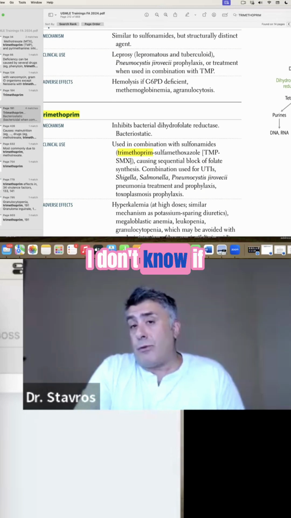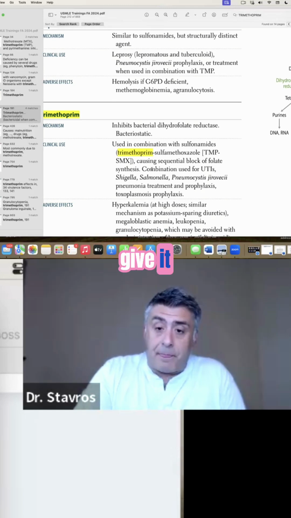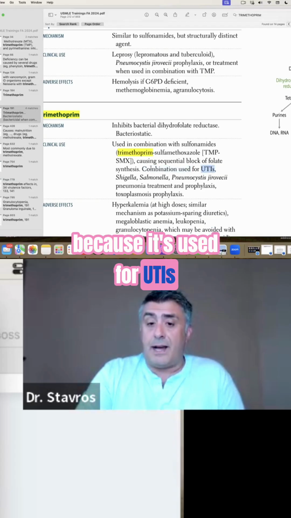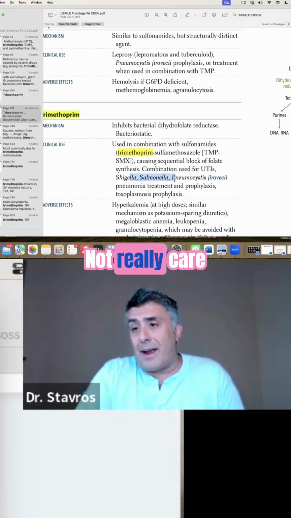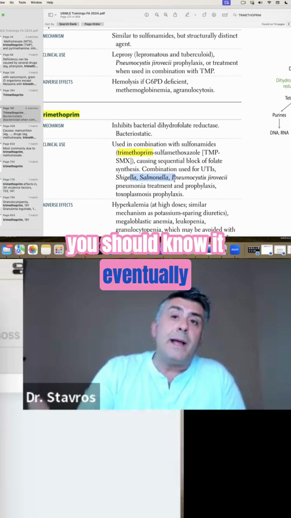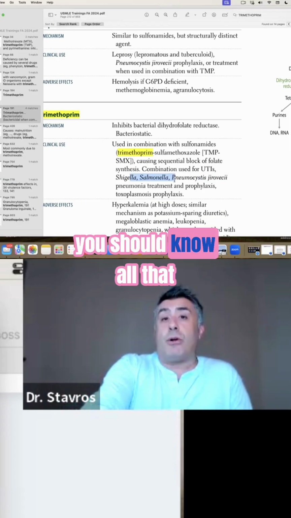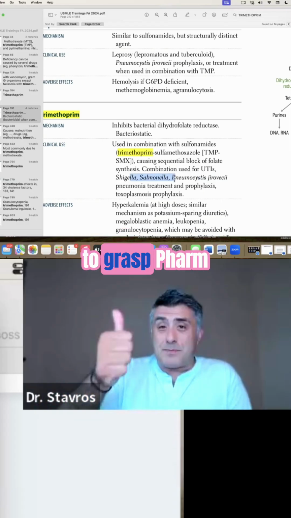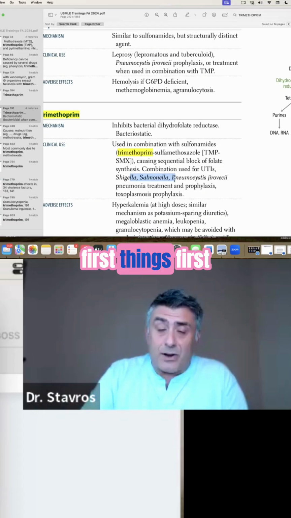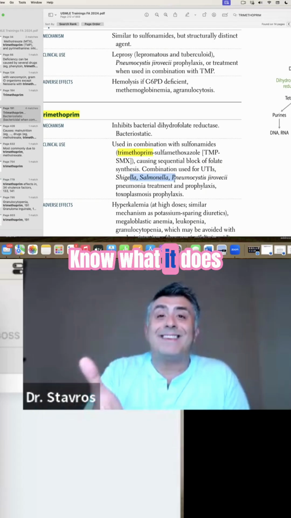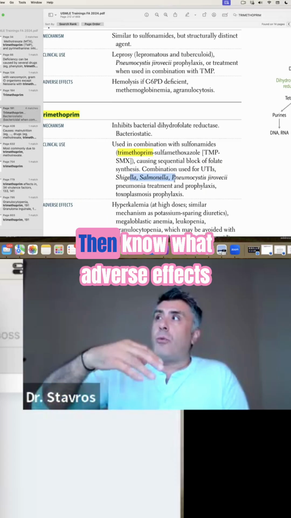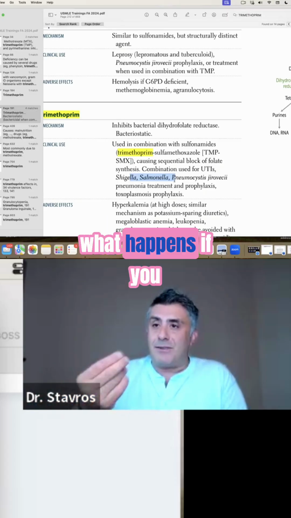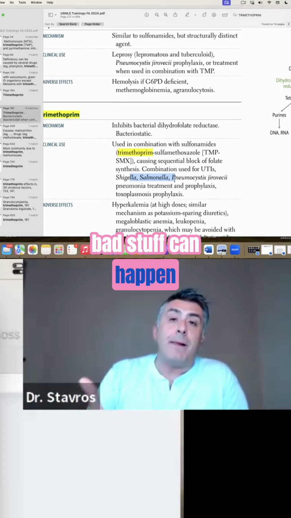Now, I don't know if you know why you give it, because it's used for UTIs, Shigella, and so on. You should know it eventually, but if you're trying to grasp pharm, first things first, know what it does, know the mechanism of action, then know what adverse effects, what happens if you take it, like bad stuff can happen.